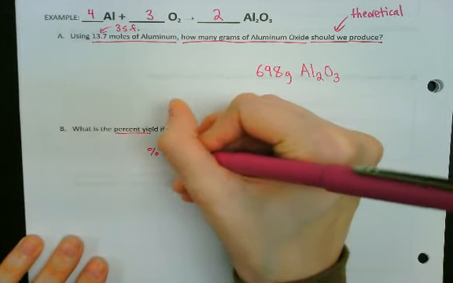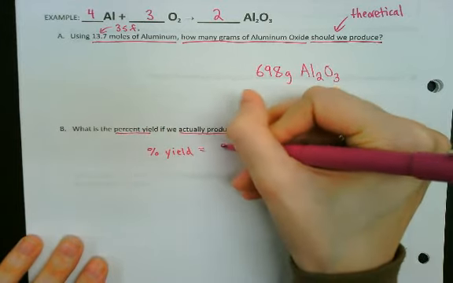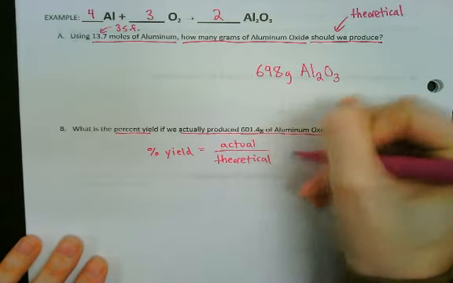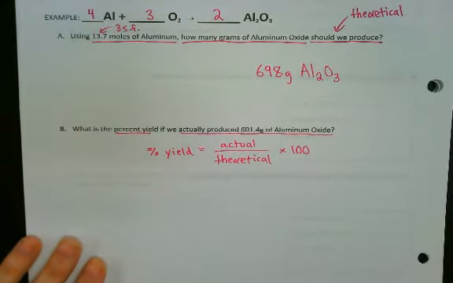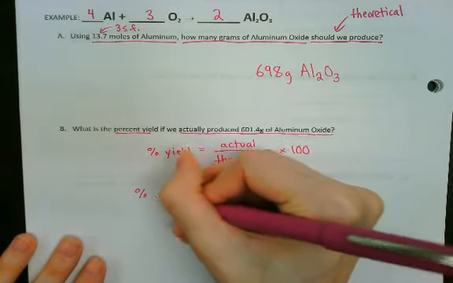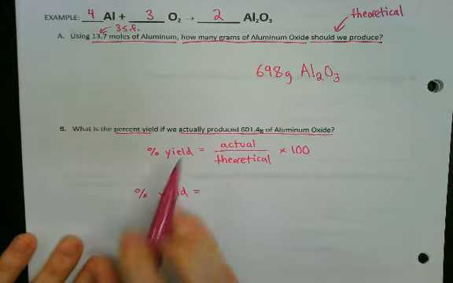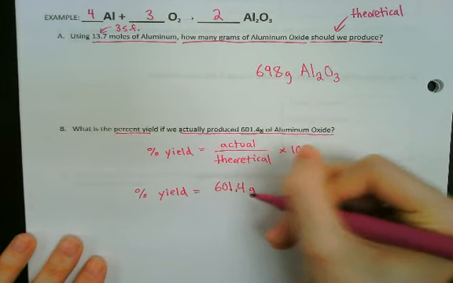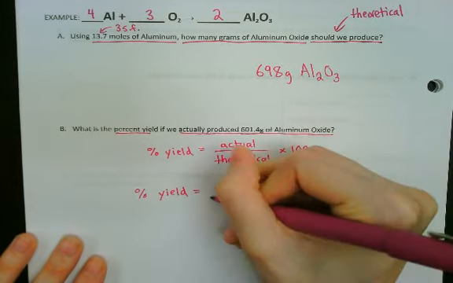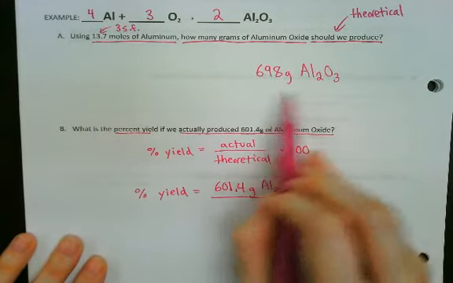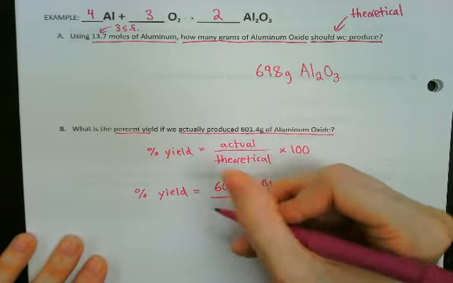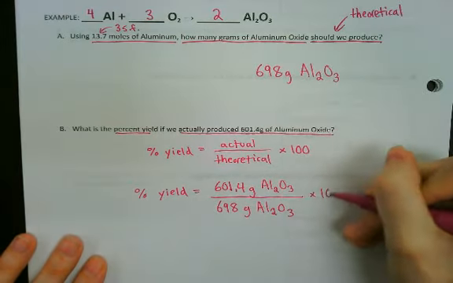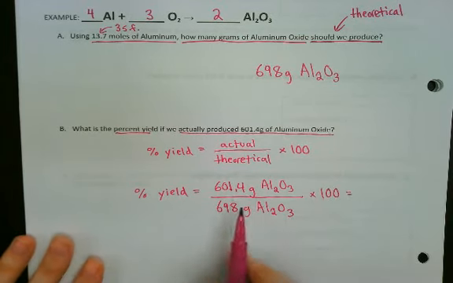So remember, our percent yield equation, we wrote it right up top, so I'm going to write it again down here, is actual over theoretical times 100. Okay? So now I'm just going to plug in my numbers. We said we're going to actually produce 601.4 grams of aluminum oxide. But theoretically, if our reaction had gone perfectly, we should have gotten 698 grams of aluminum oxide. Do that times 100.